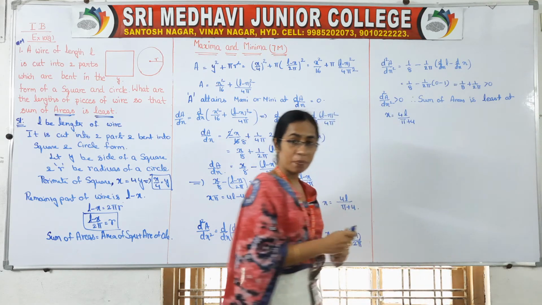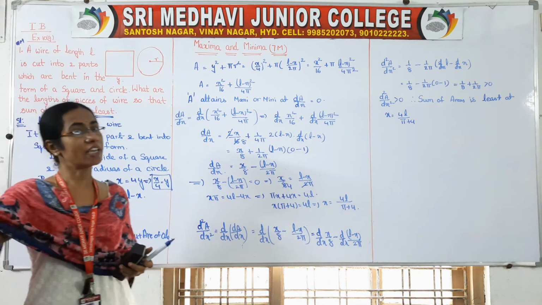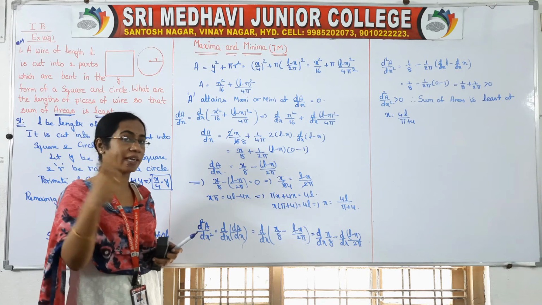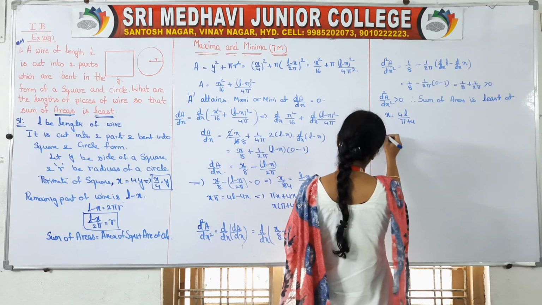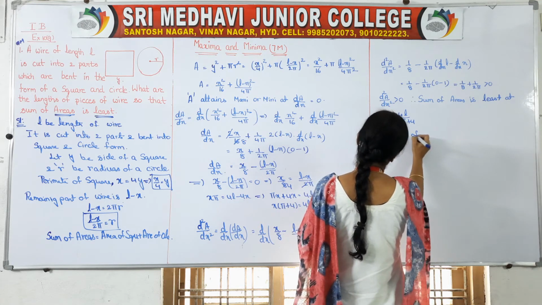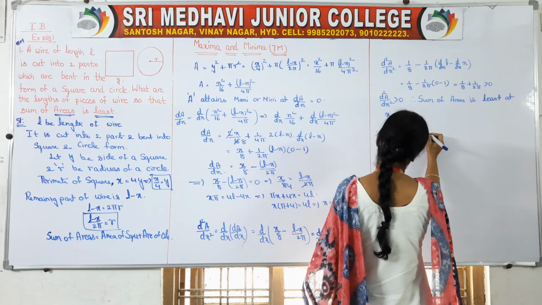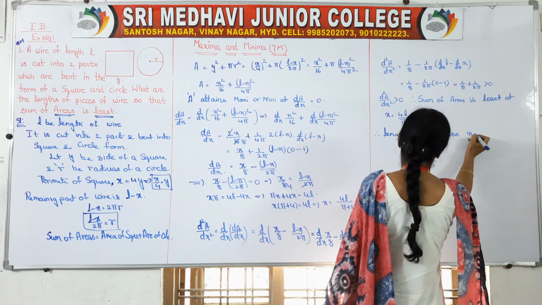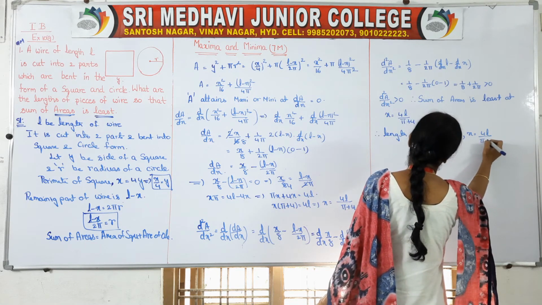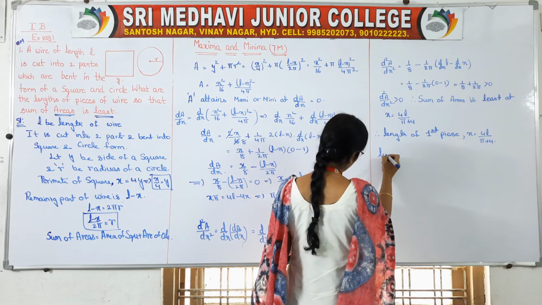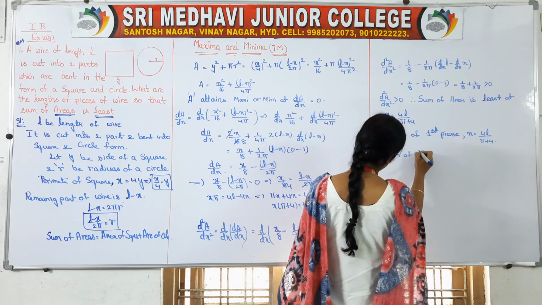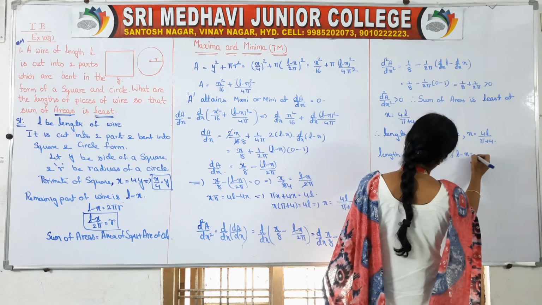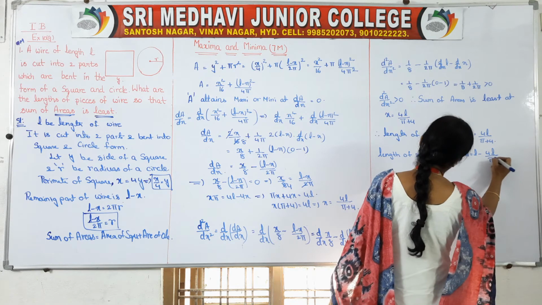What is your x? One piece of the wire. In the total wire L, I said the first part is x, and the second part is L minus x. Therefore, the length of the first piece x is equal to 4L by pi plus 4. Next, the length of the second part, through which we made the circle, is denoted by L minus x. So it is L minus 4L by pi plus 4.